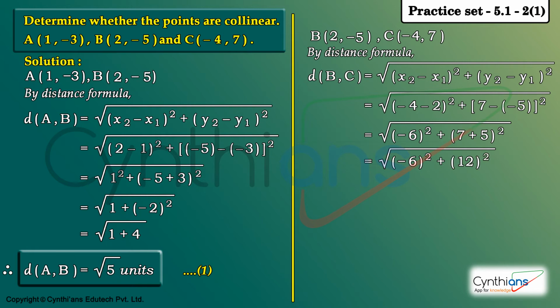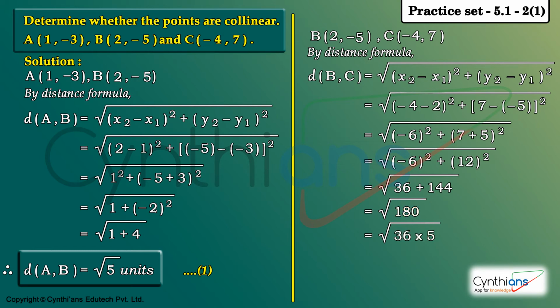It is under root. Next step, again under root minus 6 square. It is 36, minus 6 into minus 6, that is plus 36. So 36 plus 12 square, 12 into 12 is 144. So it is square root of 36 plus 144. Next step, equal to square root of 36 plus 144 is 180. Now tell me, can this 180 be factorized? Yes, it can. So let's break it. How? Next step, equal to square root of 180 can be broken as 36 into 5.